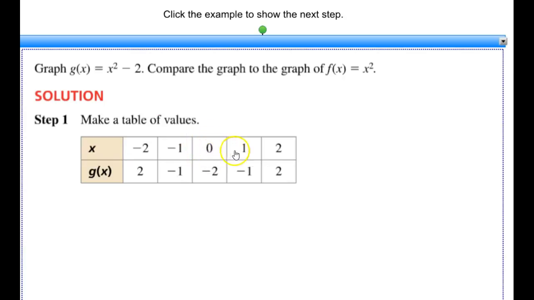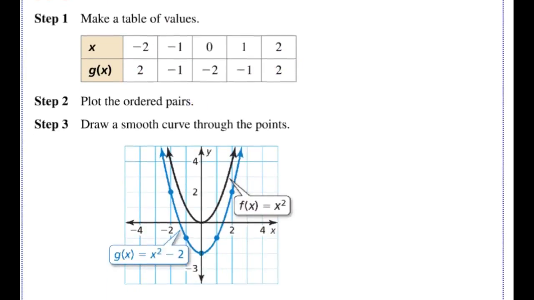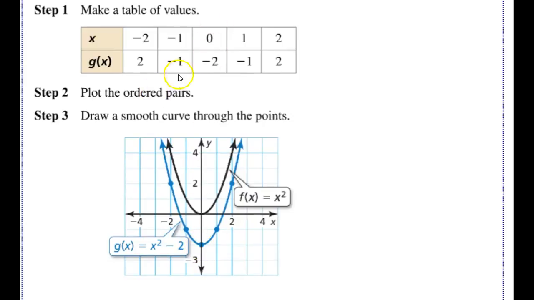So I start there, and then I go 1, 2, and then I pick 2 on the left side of it as well. Once I have this table of values, I plug in those x values and solve to come up with my y values. Now that I have those, I can plot my ordered points. I've got (0, -2), (-1, -1), and (-2, 2). I also have (1, -1) right here, and then (2, 2).